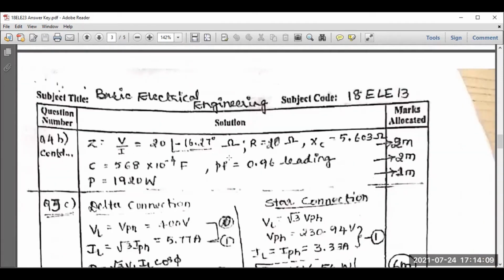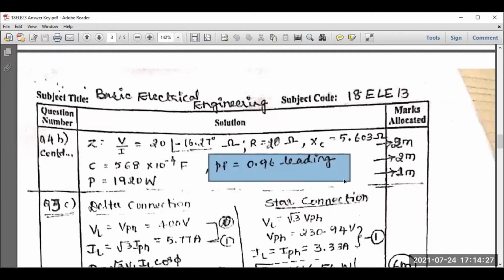Then you can calculate the impedance, and separate the impedance into resistance and reactance. Impedance means R plus jX. Then Xc is already available from the Z part. Z is equal to R plus jX. From that you can calculate the value of capacitance.